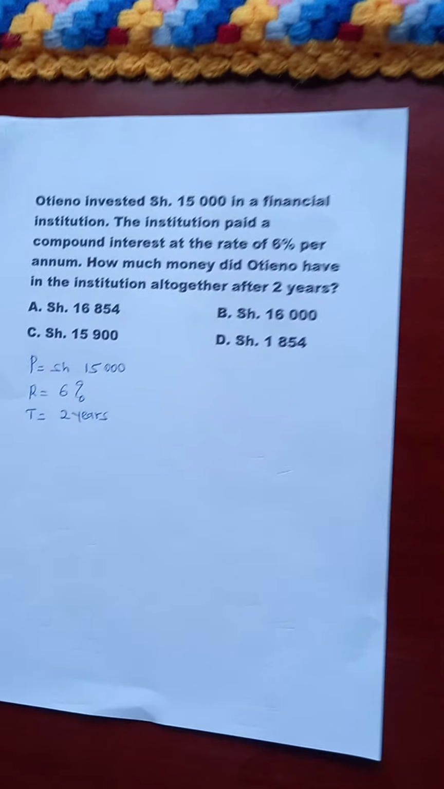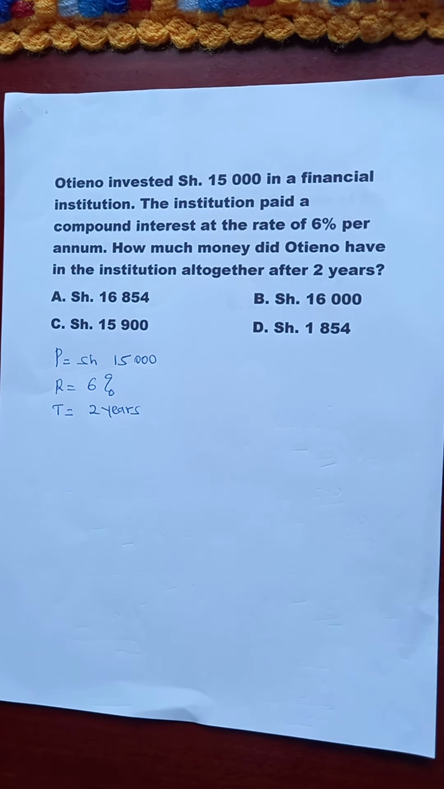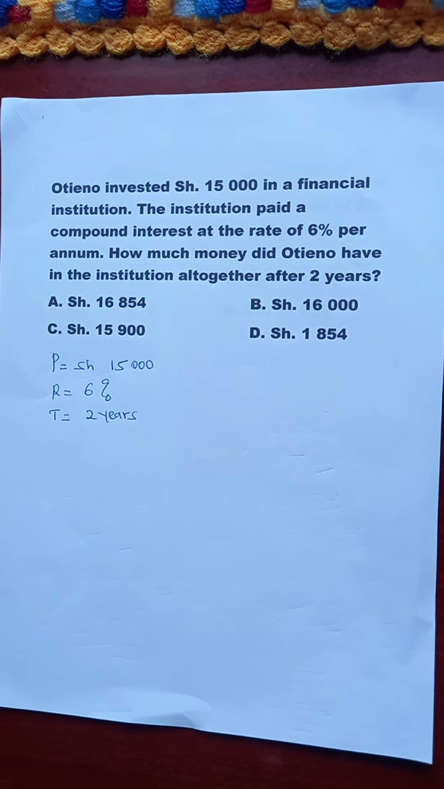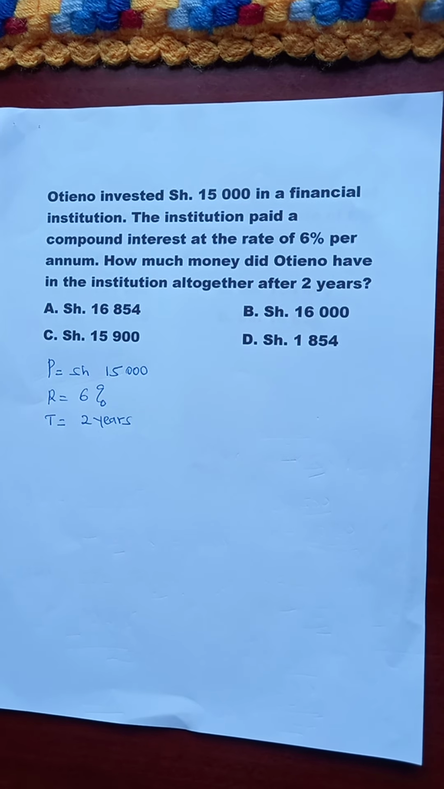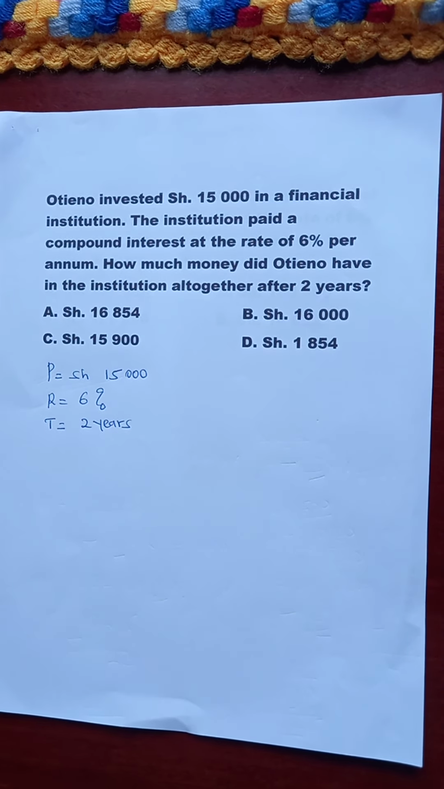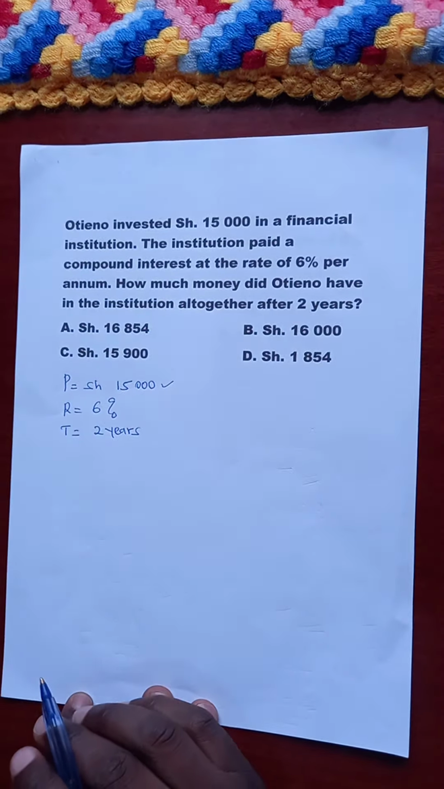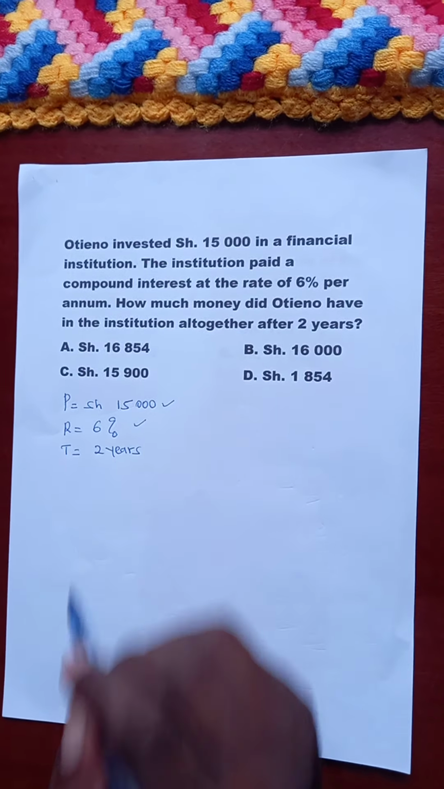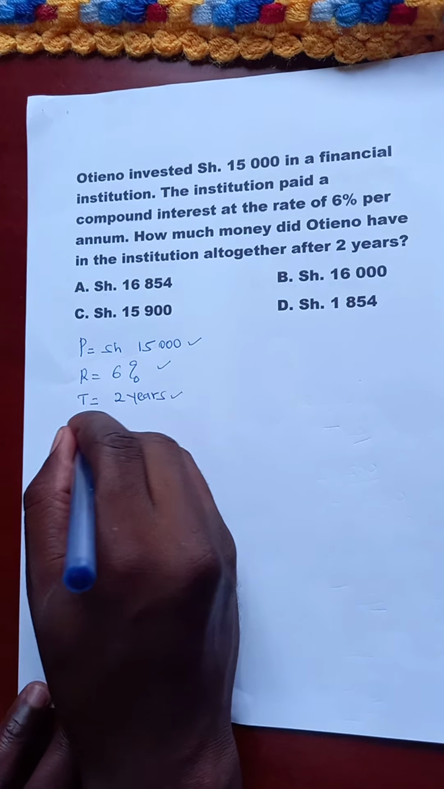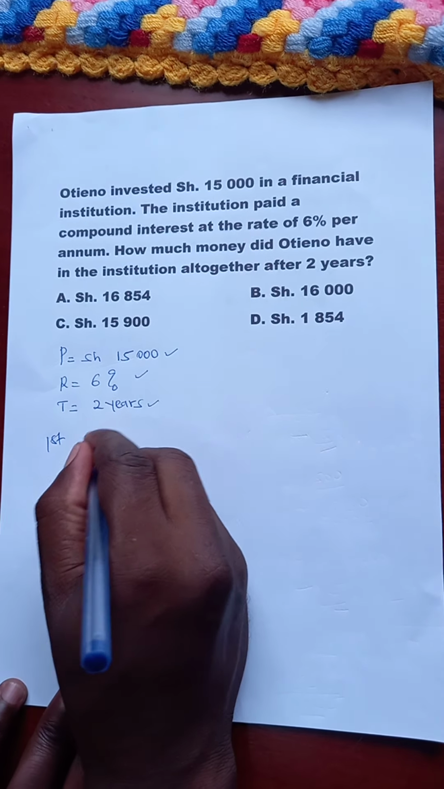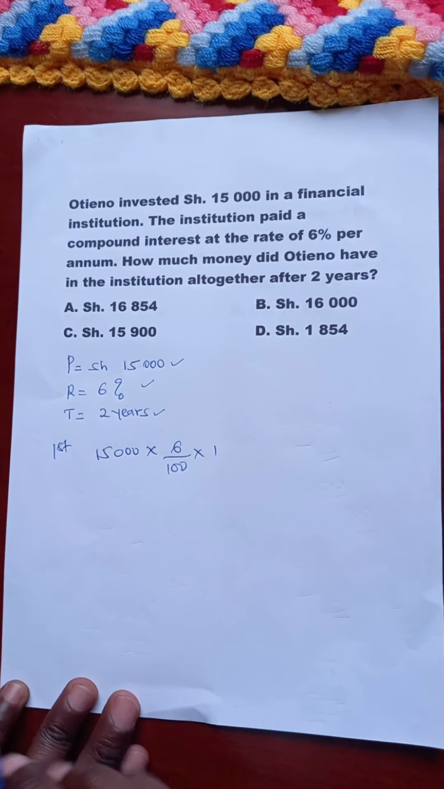In our next question, Otieno invested shillings 15,000 in a financial institution. The institution paid a compound interest at the rate of 6% per annum. How much money did Otieno have in the institution altogether after 2 years? Principal, 15,000. Rate, 6%. Time, 2 years. Let's get the interest of the first year. It will be principal 15,000 times rate 6 out of 100 times the first year.